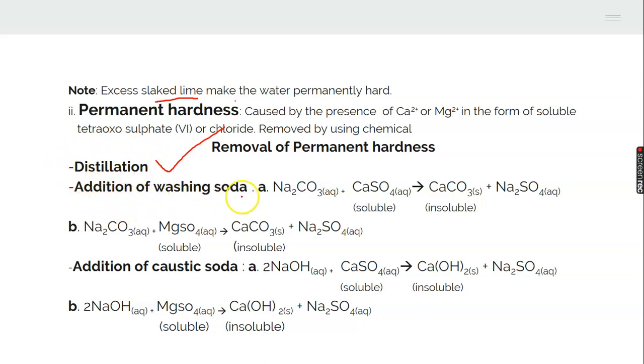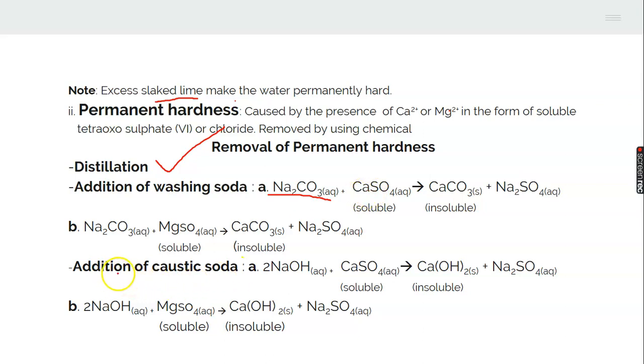And the second one is adding washing soda. This washing soda is disodium carbonate. When you add it, you have your soluble and insoluble. When this one reacts with this, it gives you the insoluble calcium carbonate, which causes the hardness, and you can filter it off, so you have your water perfect. Same thing here too. You can use it either way. You add the washing soda to magnesium sulfate, or you add it to calcium sulfate.